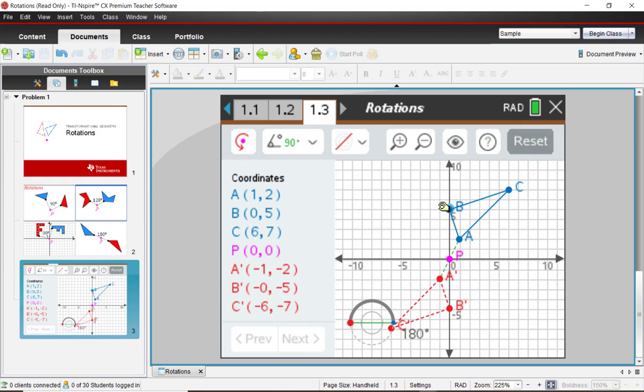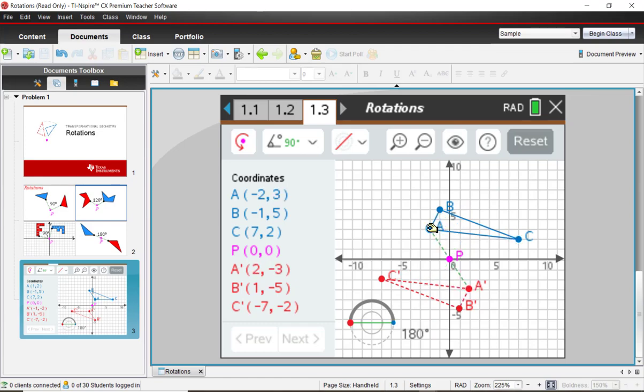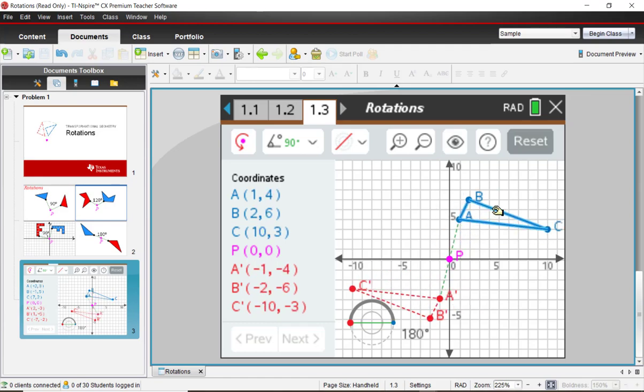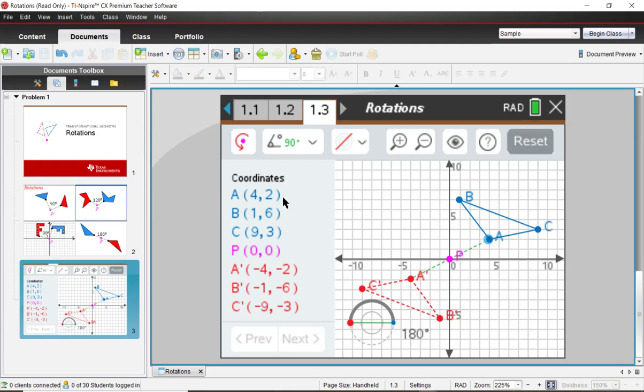Again, we'll investigate. We'll grab B. Does that seem to still hold true? Grab C. Grab A. Grab the triangle. I think I'm going to grab A one more time. Look at those coordinates there. I'm going to grab P this time. Watch what happens when I grab P. You'll notice when P is not at the origin, our conjecture is not true. So having that part in our hypothesis, if P is a point at the origin, rotate about the origin, has got to be there.